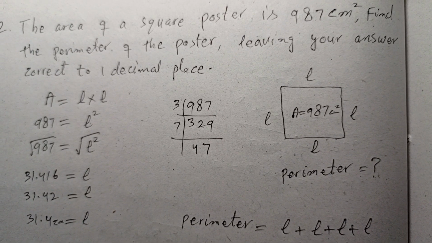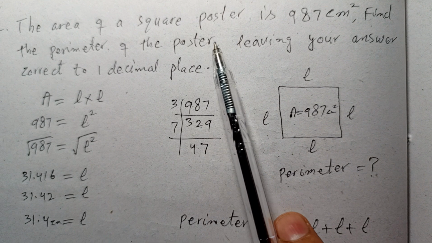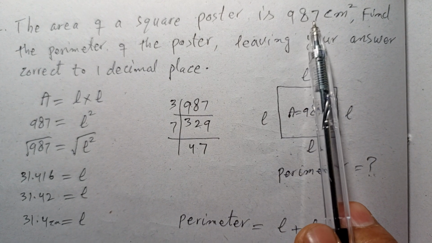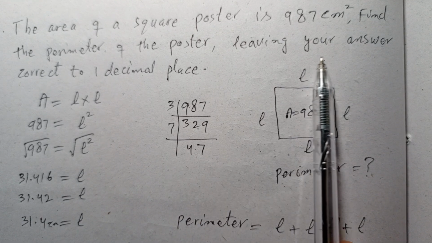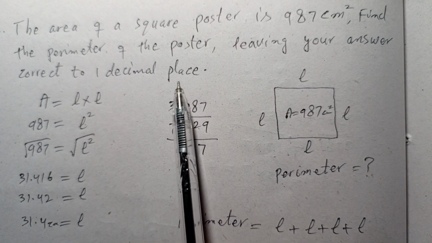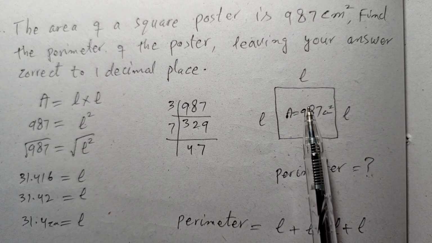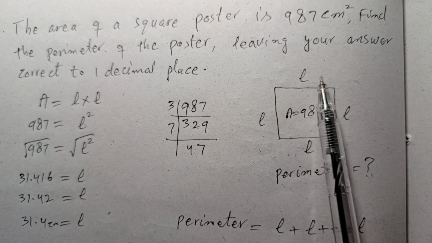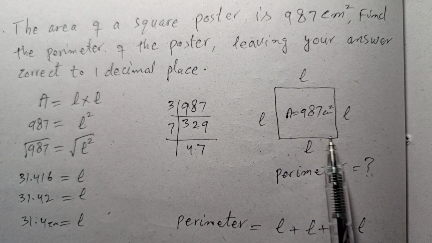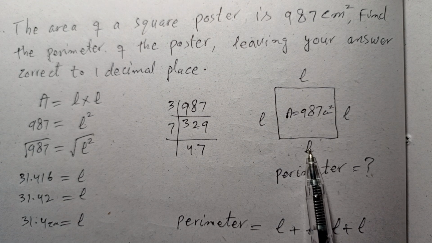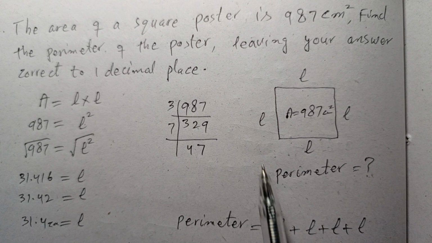Now see its second part. Question number 2. The area of a square poster is 987 centimeter square. Find the perimeter of the poster, leaving your answer correct to 1 decimal place. You know that this is a square poster. It is a square shape because all of its sides are equal in length. Therefore I have written these L, L, L and L.